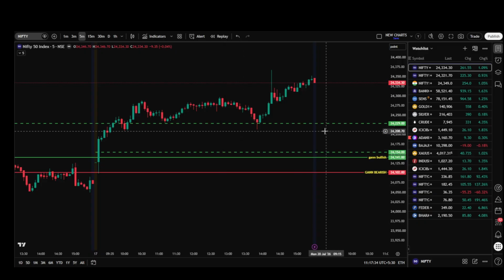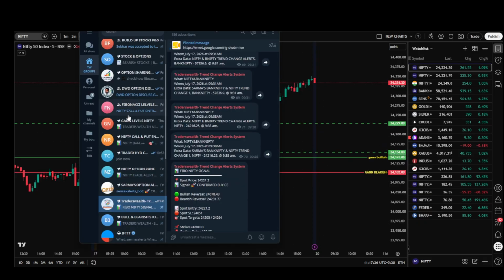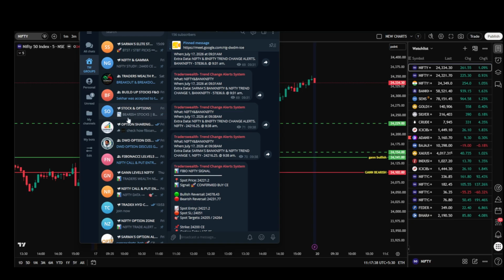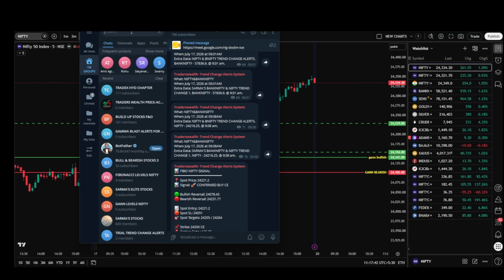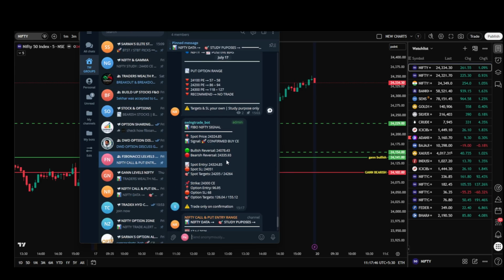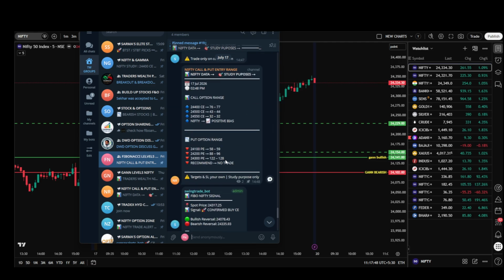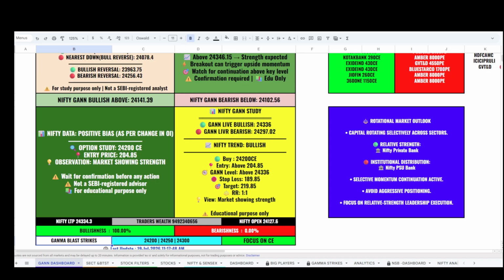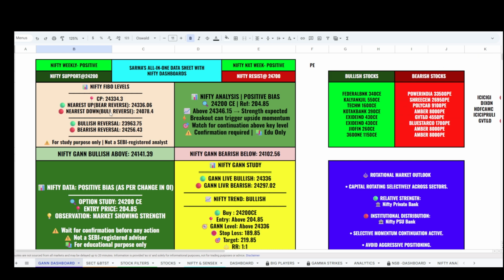And second thing, we have auto Fibonacci alerts also. I'll show you that. The Fibonacci alerts will help you with alerts. Though you are not in this group, those who have taken this sheet have this information over here. In this part, you can see Nifty Fibonacci levels are given here.